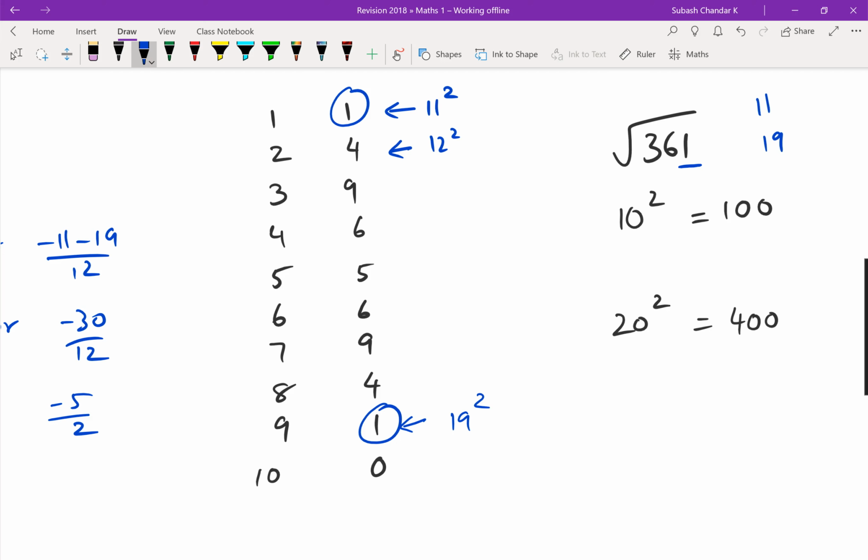Now 11 squared is closer to 10 squared, and 19 squared is closer to 20 squared. If you look at the number 361, it's actually closer to 400 than it is to 100. That's how you know straight away that the square root of 361 is 19. Okay? Just a little tip to work with square numbers.